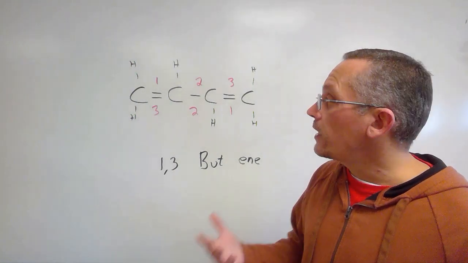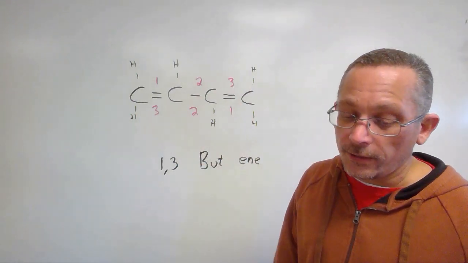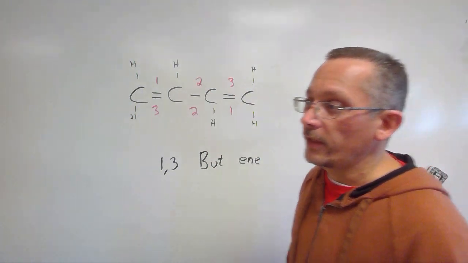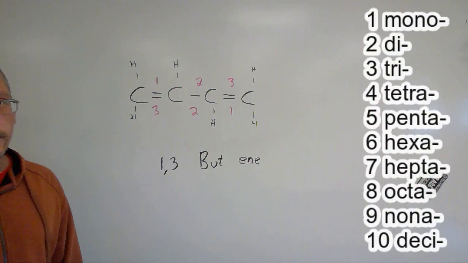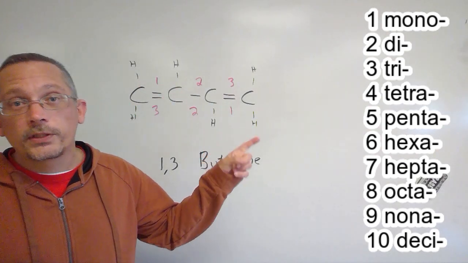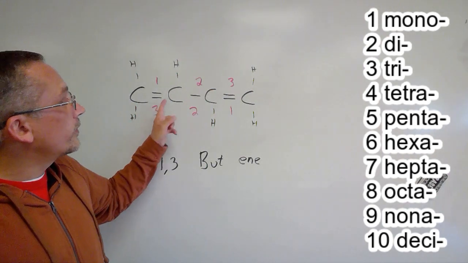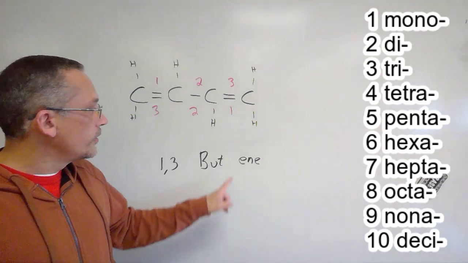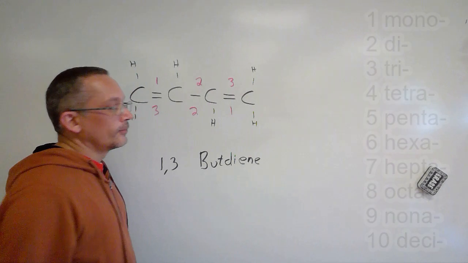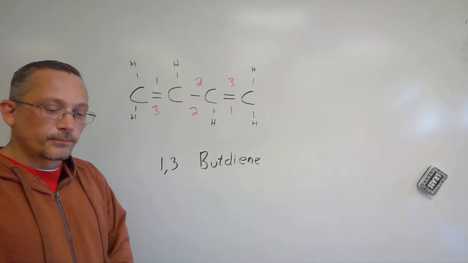And then what I need to do in the middle here is insert a prefix to tell me how many double bonds there were. There are 2 double bonds here. Now the prefix that we're going to use here is not the organic prefix. It's a different prefix. These are the more regular prefixes, the ones we used when we talked about covalent compounds. You can see with these prefixes, the prefix for 2 is di. So in the middle of the word here, I'm going to put di. So this particular compound is called 1,3-butadiene.